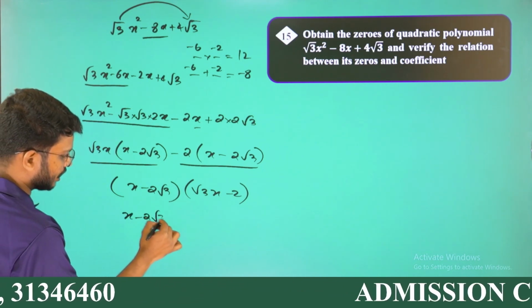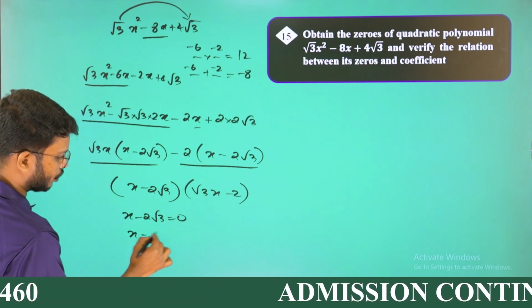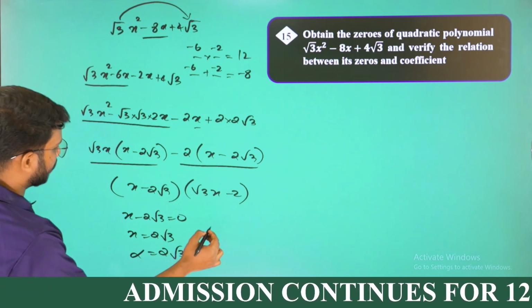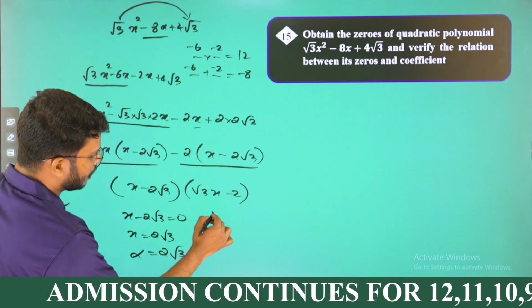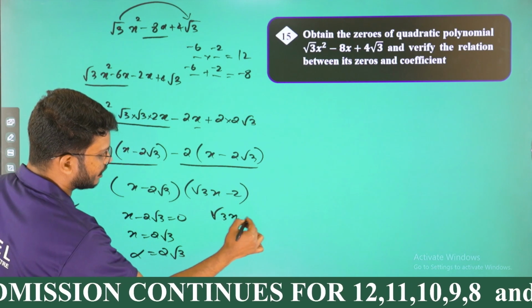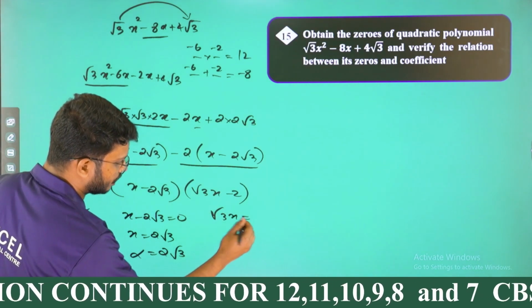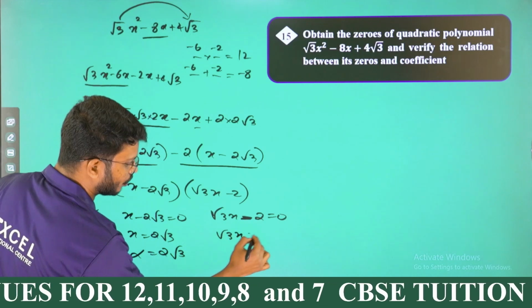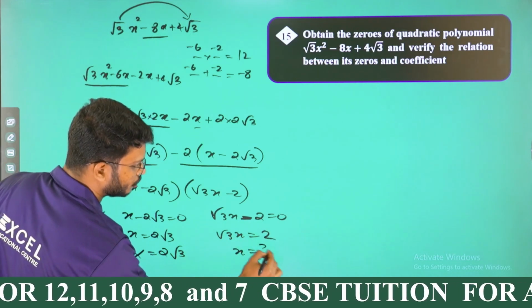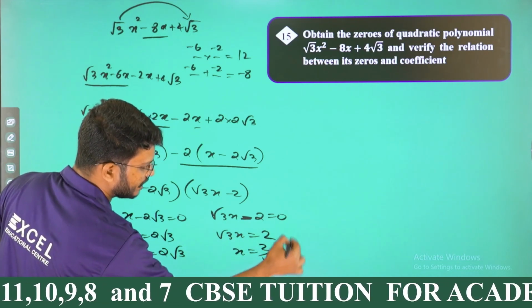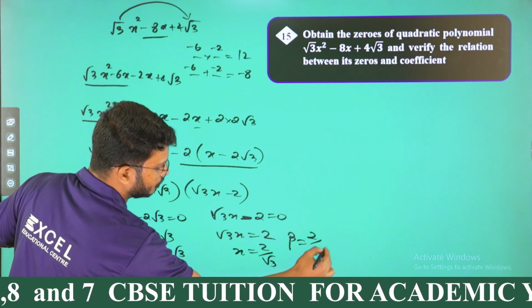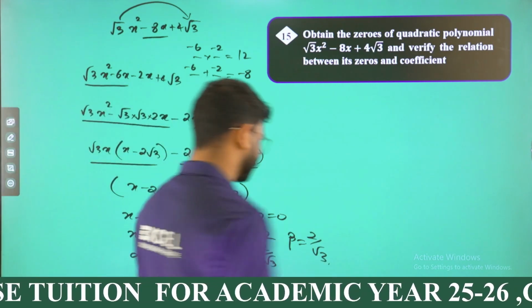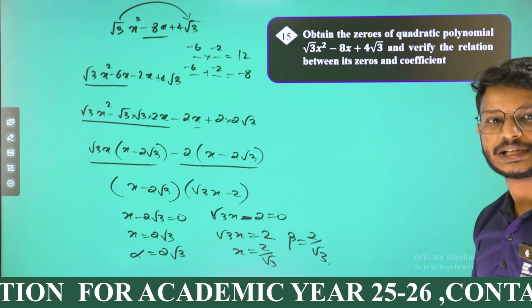X minus 2 root 3 is equal to 0. X is equal to 2 root 3. So alpha is equal to 2 root 3. And beta, what is beta? Root 3x minus 2 is equal to 0. So root 3x is equal to 2. X is equal to 2 by root 3. So beta is equal to 2 by root 3. So now we get the alpha and beta, right? Yes. So we have to verify the relationship.